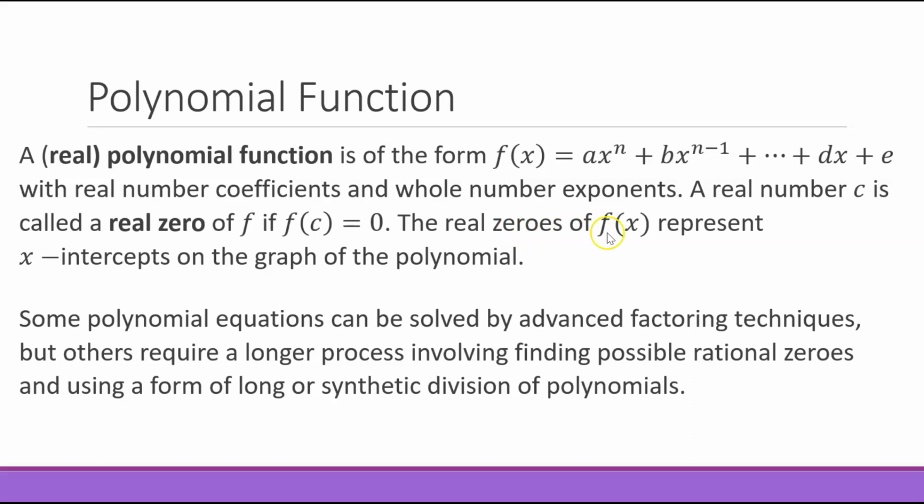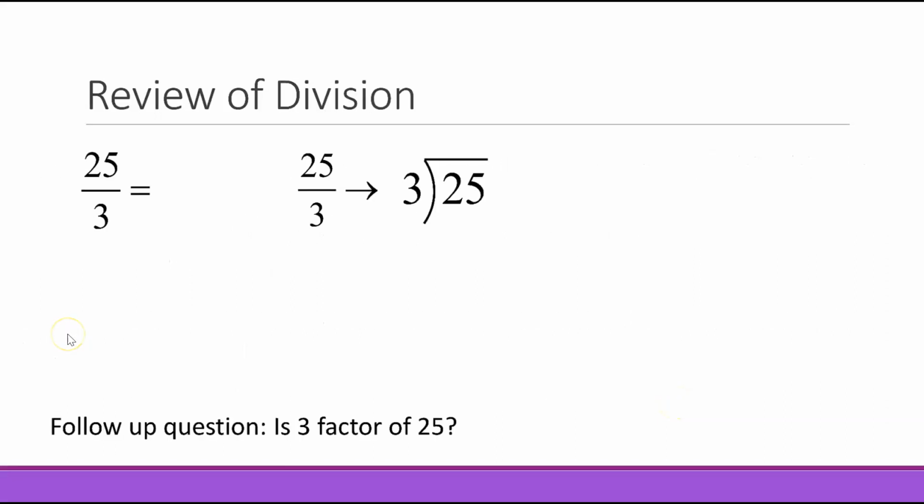The real zeros of f of x represent x-intercepts on the graph of the polynomial. Some polynomial equations can be solved by advanced factoring techniques, but others require a longer process involving finding possible rational zeros and using a form of long or synthetic division of polynomials, and that's what we're going to learn next. Before we get into the main part, I want to do a brief review of division just to remind ourselves of some terminology and think about things in a slightly different way.